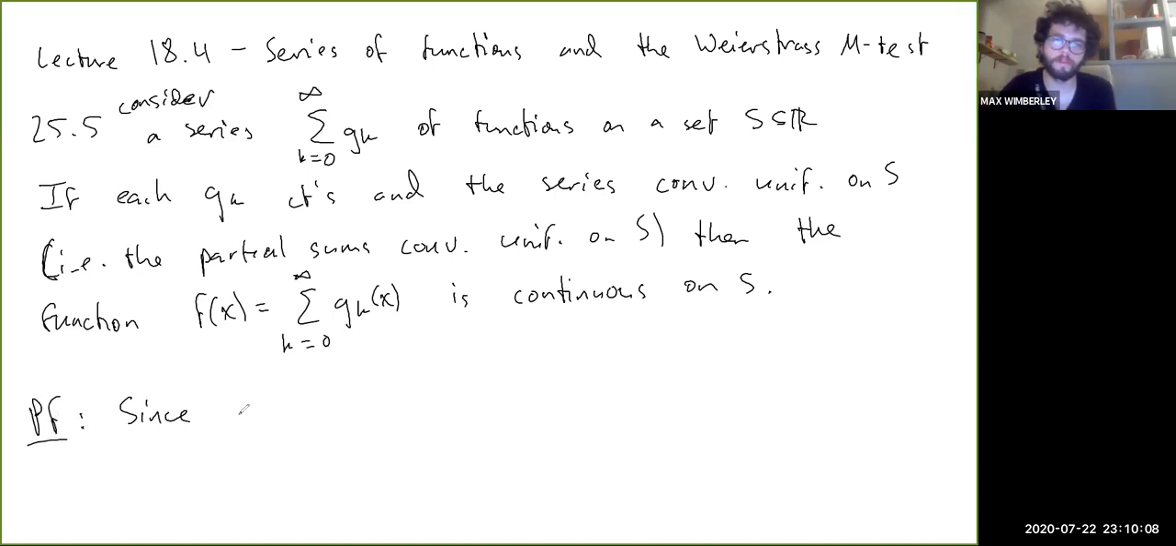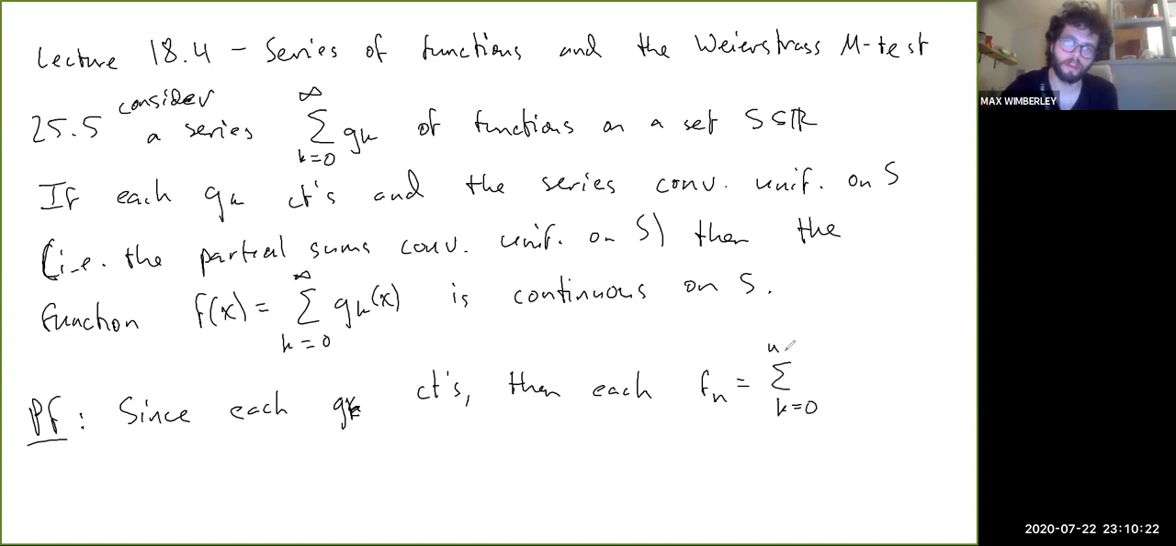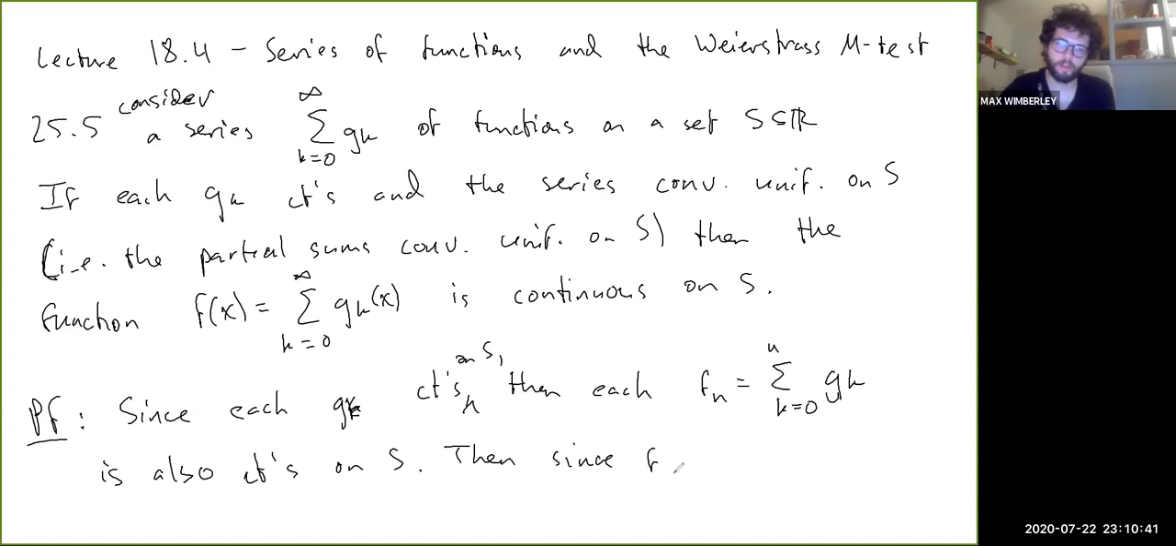Since each g_k is continuous, then each f_n, which is the sum from k equals 0 to n of g_k, is also continuous on S. This is all on S. Then since f_n converges to f uniformly on S, f is continuous.